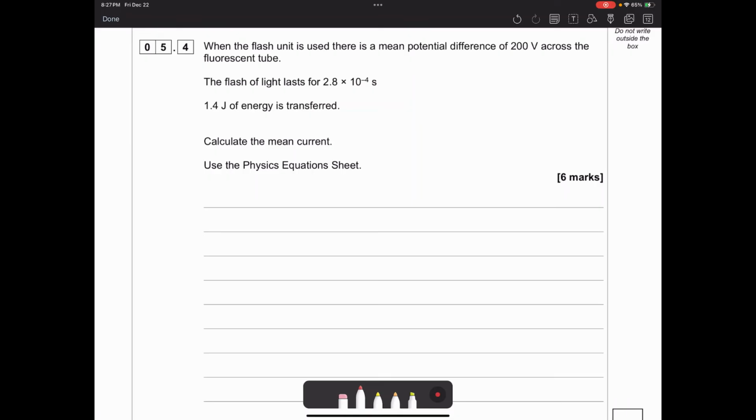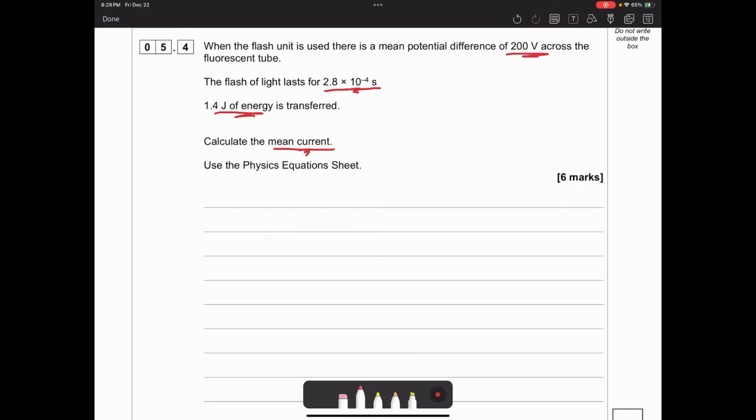Question 5.4. When the flash unit is used, there is a mean potential difference of 200 volts across the fluorescent tube. The flash of light lasts for 2.8 times 10 to the negative 4 seconds. 1.4 joules of energy is transferred. Calculate the mean current. Use the physics equation sheet. So you've got your equation sheet and you've been given potential difference, time and energy, and you want to find the current.